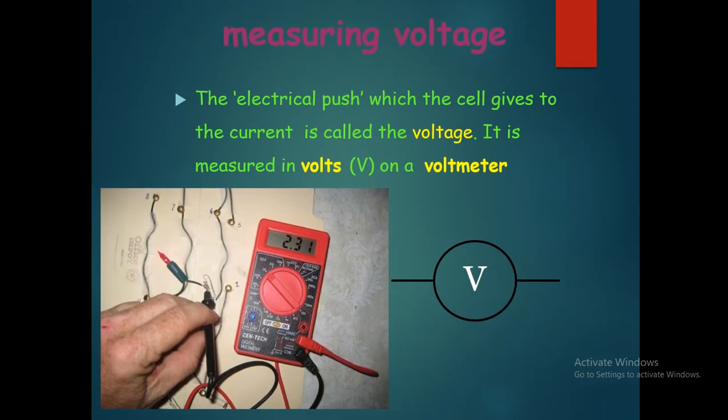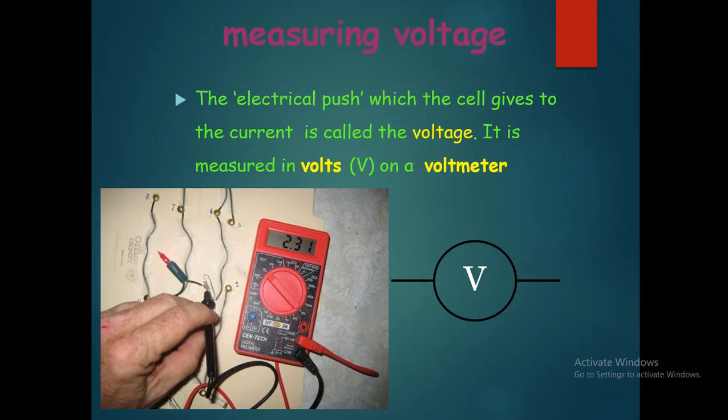Measuring voltage. The same multimeter can be used to measure the voltage in volts. Here we can see the voltmeter symbol. We are keeping this variable knob at the voltage levels, and when we are going to find out the DC values, we have to keep it at the DC position, or if it is AC, at the AC position. It is a very important precaution to be taken.